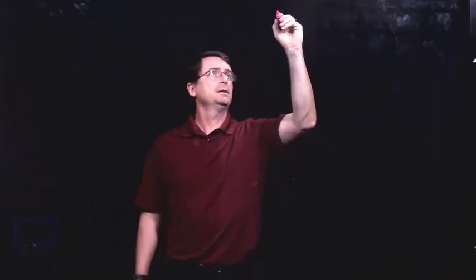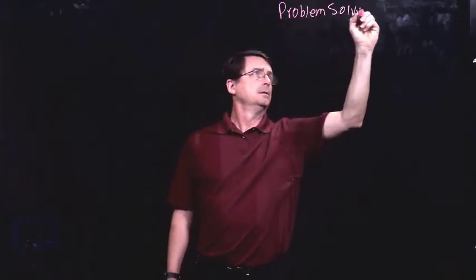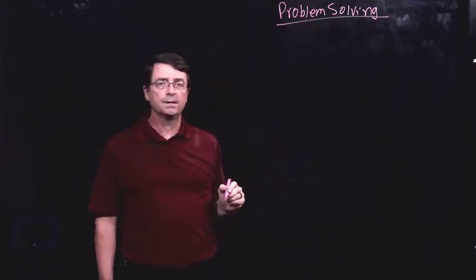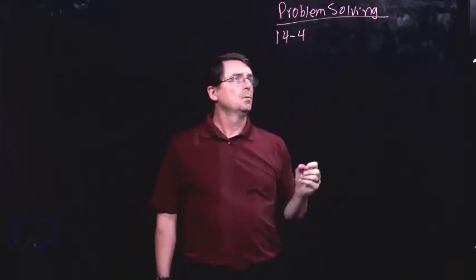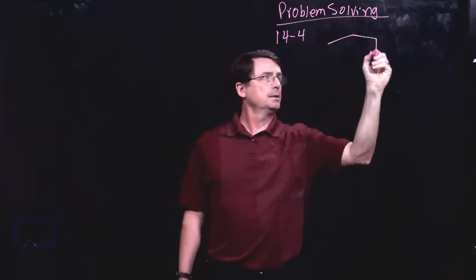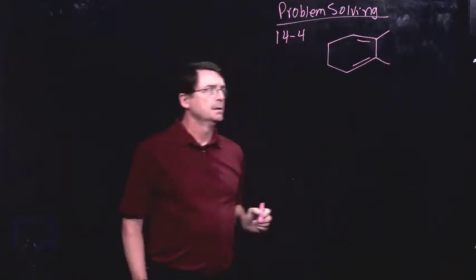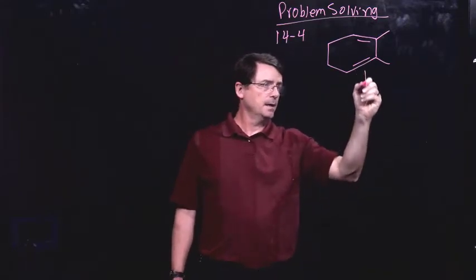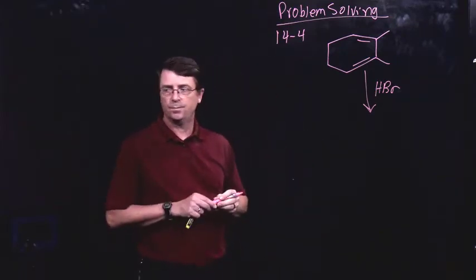All right, welcome back. This is now the problem solving segment for section 14.2 in our textbook McMurry. This is problem 14-4, where we're given a unique diene. This is a new diene, and we're told to react that diene with HBr and to predict the products.